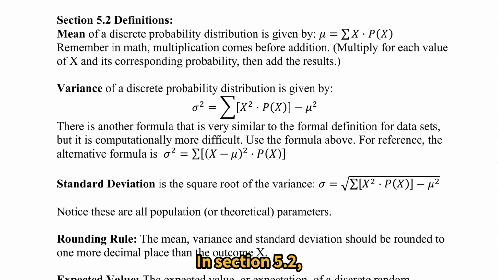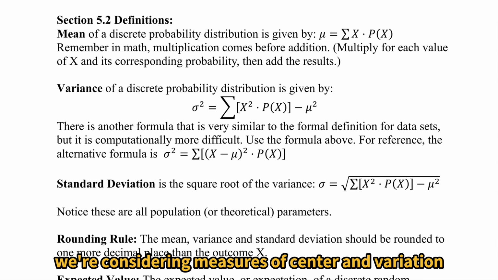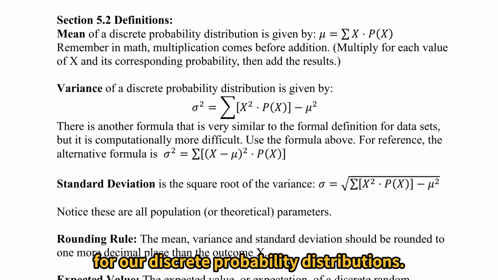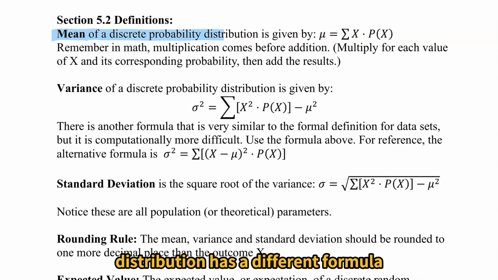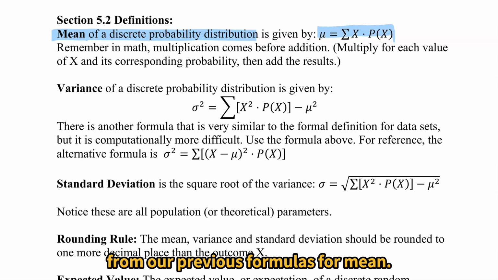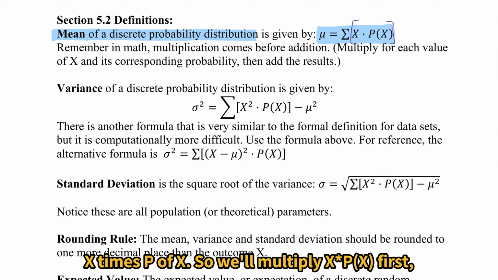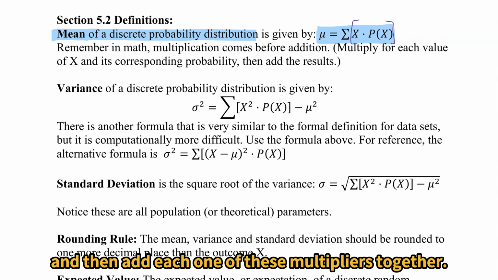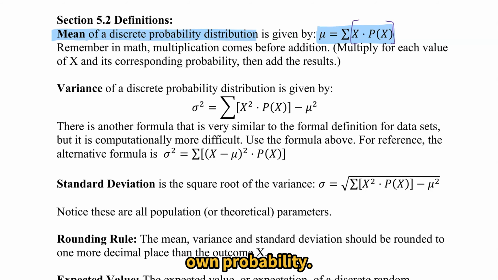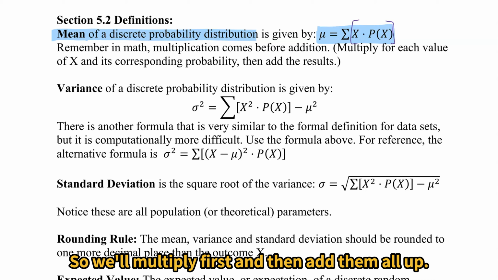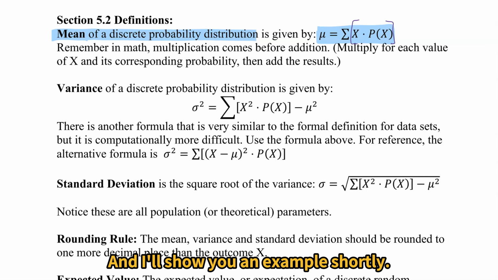In section 5.2, we're considering measures of center and variation for our discrete probability distributions. The mean of a discrete probability distribution has a different formula from our previous formulas for mean. We're going to add up x times p of x. So we'll multiply x times p of x first, and then add each one of these together. So the corresponding values of x times its own probability. So we'll multiply first and then add them all up. And I'll show you an example shortly.